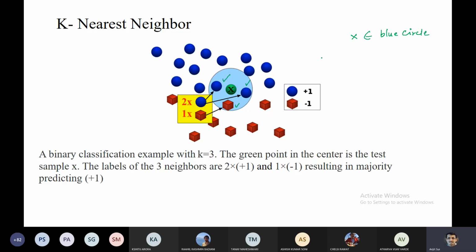A binary classification example with k equal to 3. The green point in the center is the test sample X. The labels of the 3 neighbors are 2 times +1 and 1 time -1, resulting in the majority predicting +1. That means +1, so this is the blue circle. This is the way our classifier works. Okay, it's very easy to understand.